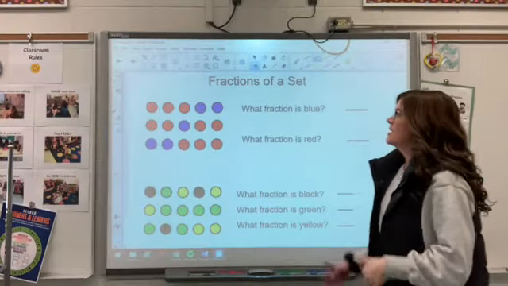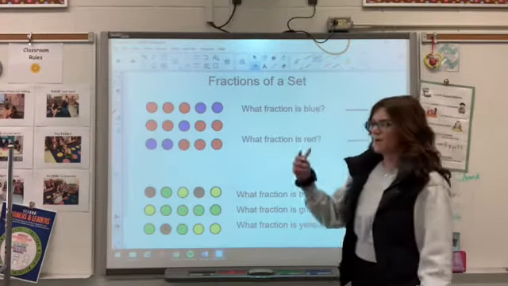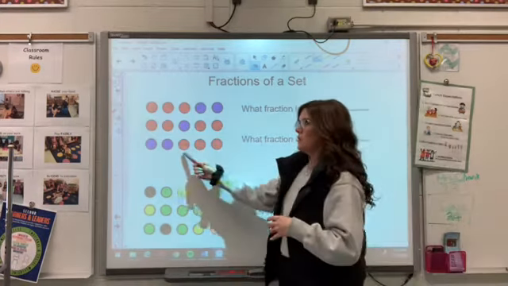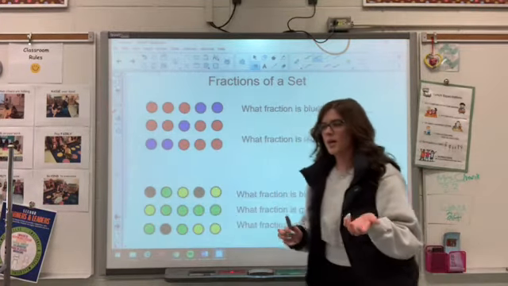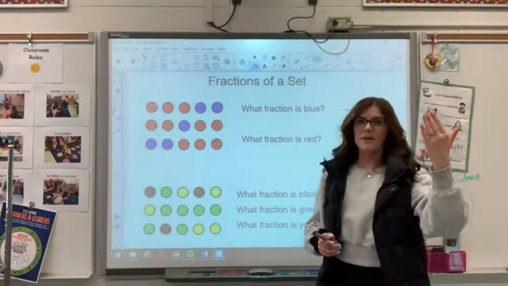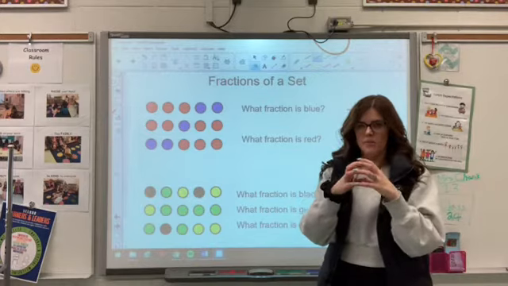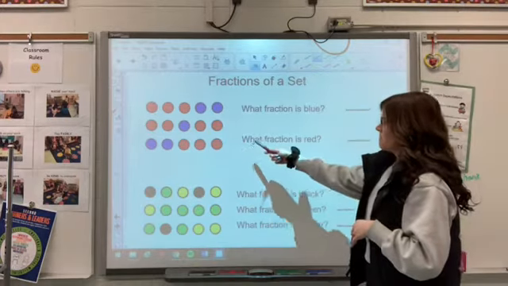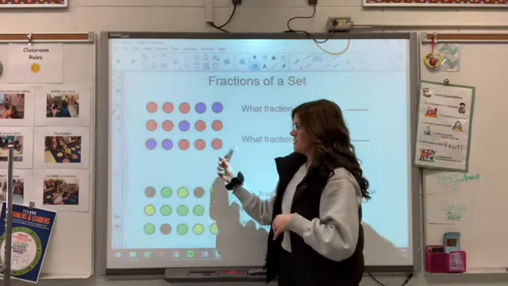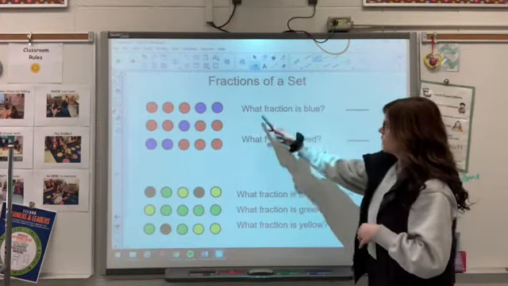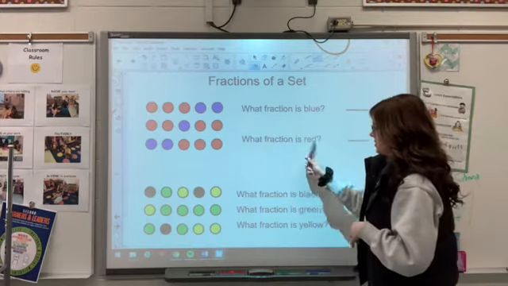Fractions of a set. When you have a fraction of a set, you don't have one object that's cut into equal pieces. You have a bunch of different objects that are part of one set, okay? You still have a numerator, the number on the top, and a denominator, the number on the bottom, but it's not part of one whole piece. So right here, I have a set of circles. Some are red and some are blue. And then I have two questions here. What fraction is blue and what fraction is red?